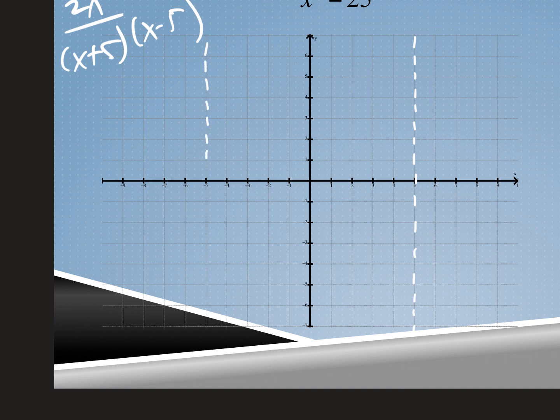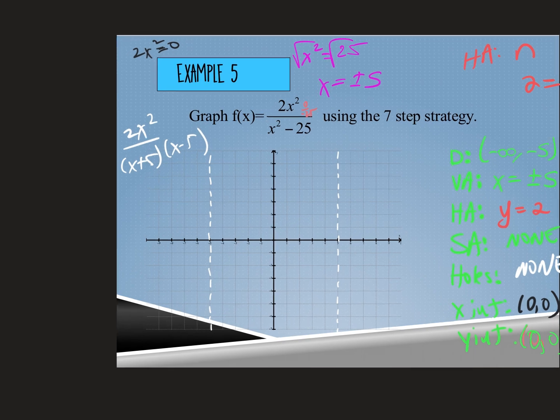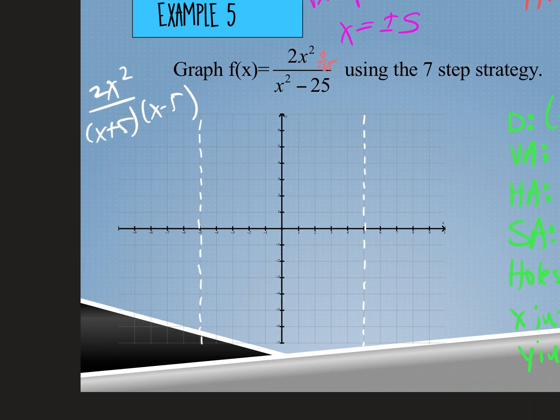What do we know about our vertical asymptotes in our graph? The graph is never, ever, ever going to do what? Cross the verticals. Might cross the horizontals, but it'll never cross the verticals. So I have a horizontal at y equals 2.